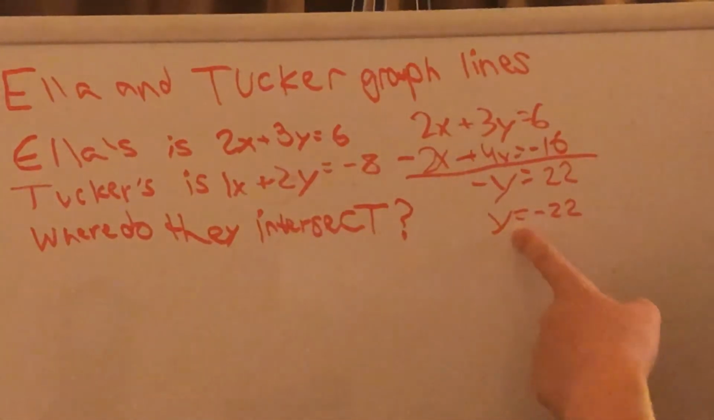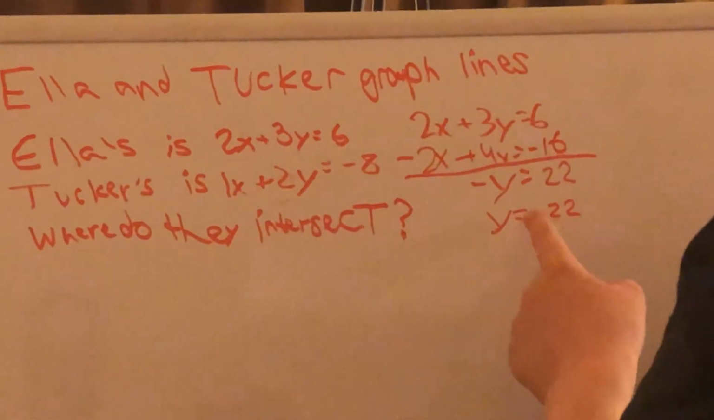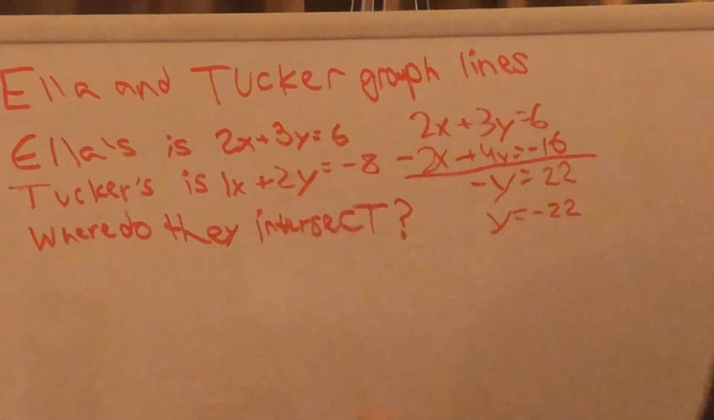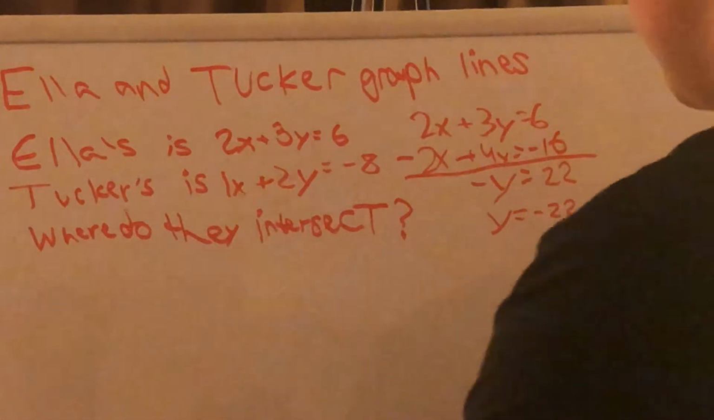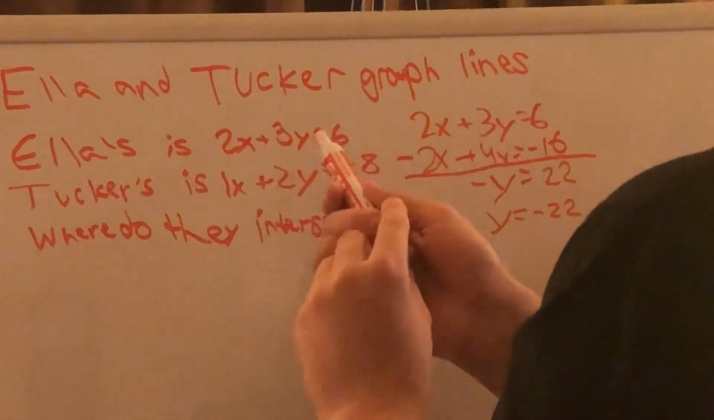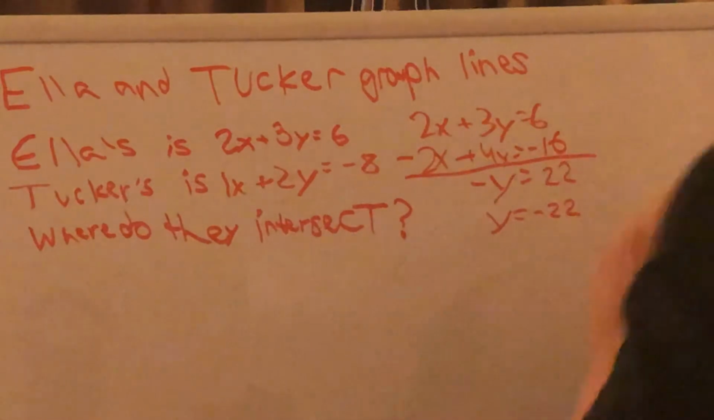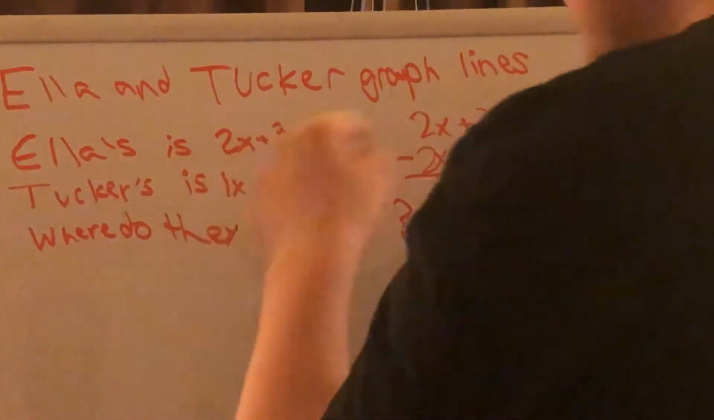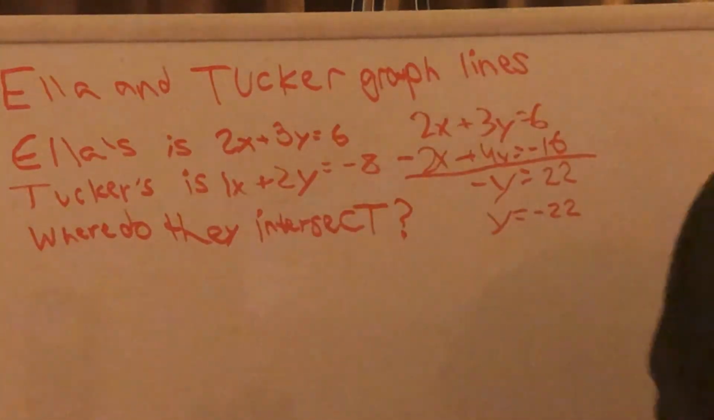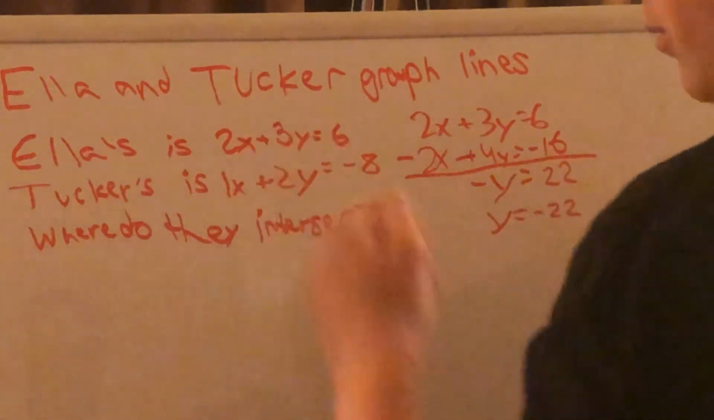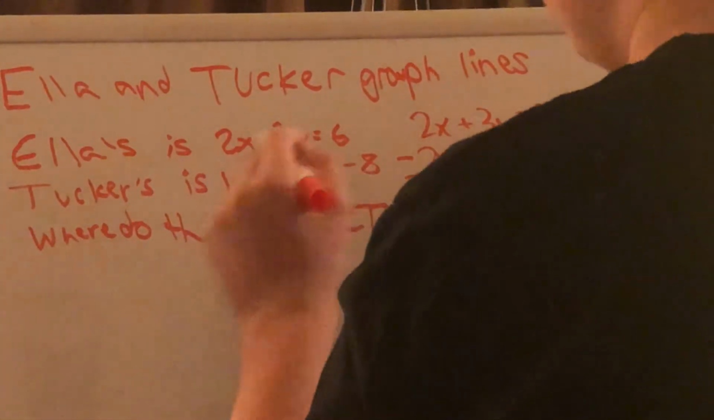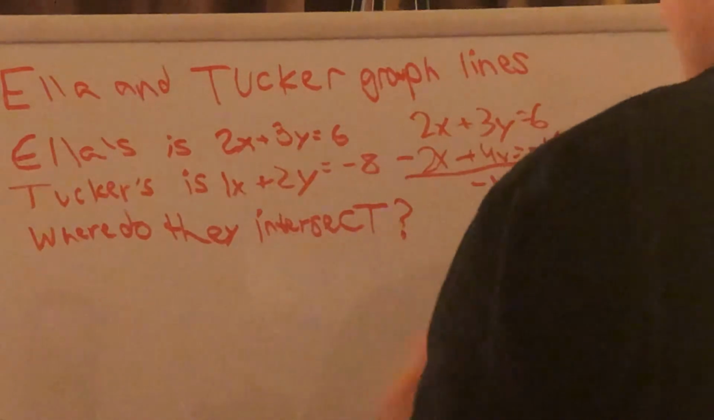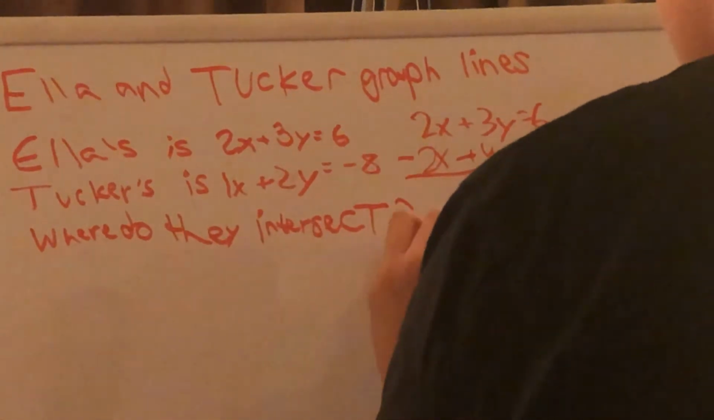Then let's plug our y of negative 22 into either of these equations. Let's plug it into this first one. So we have something, a minus 66 equals 6. So this is 66 plus 6, which is 72. Then divide 72 by 2, and we get 36. So x equals 36.